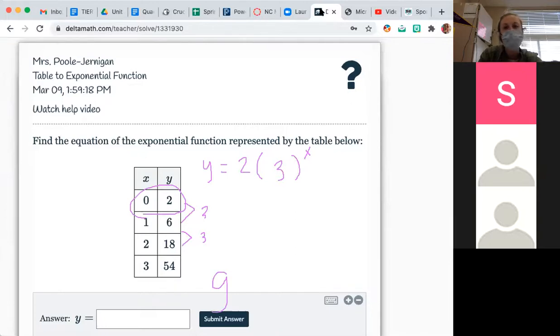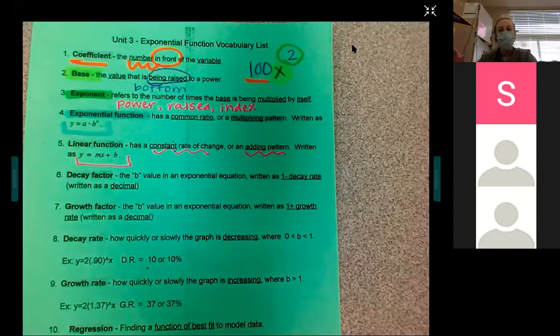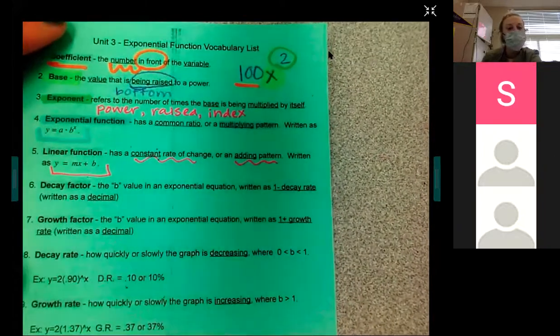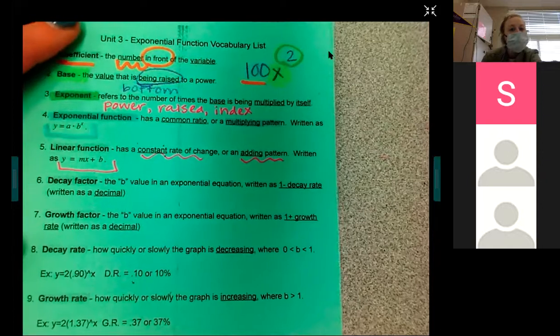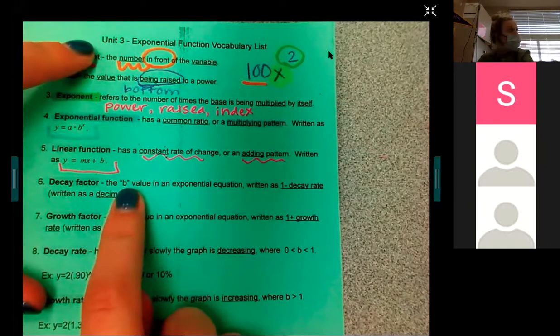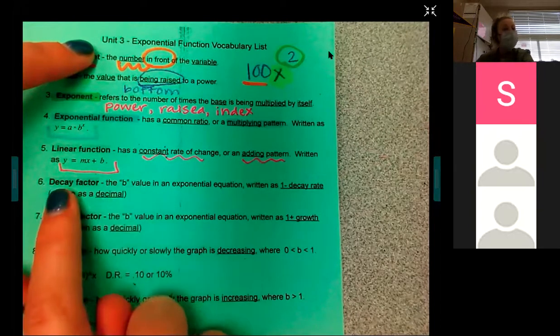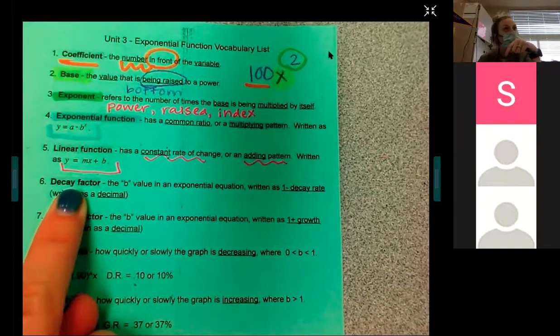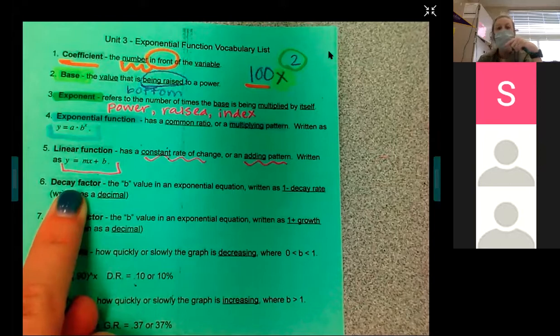Okay, I'm going to pause the recording for a second. For number 6 on the vocab list, we did 1 through 5 last week. Number 6, decay factor. We just talked about that on Friday, so we should be able to fill this in a little bit. The factor we know is the b value, right? Yes, we should all be saying yes. If it's decaying, that means it's going up or down. Down, very good. So listen, last week we talked about decay factors.